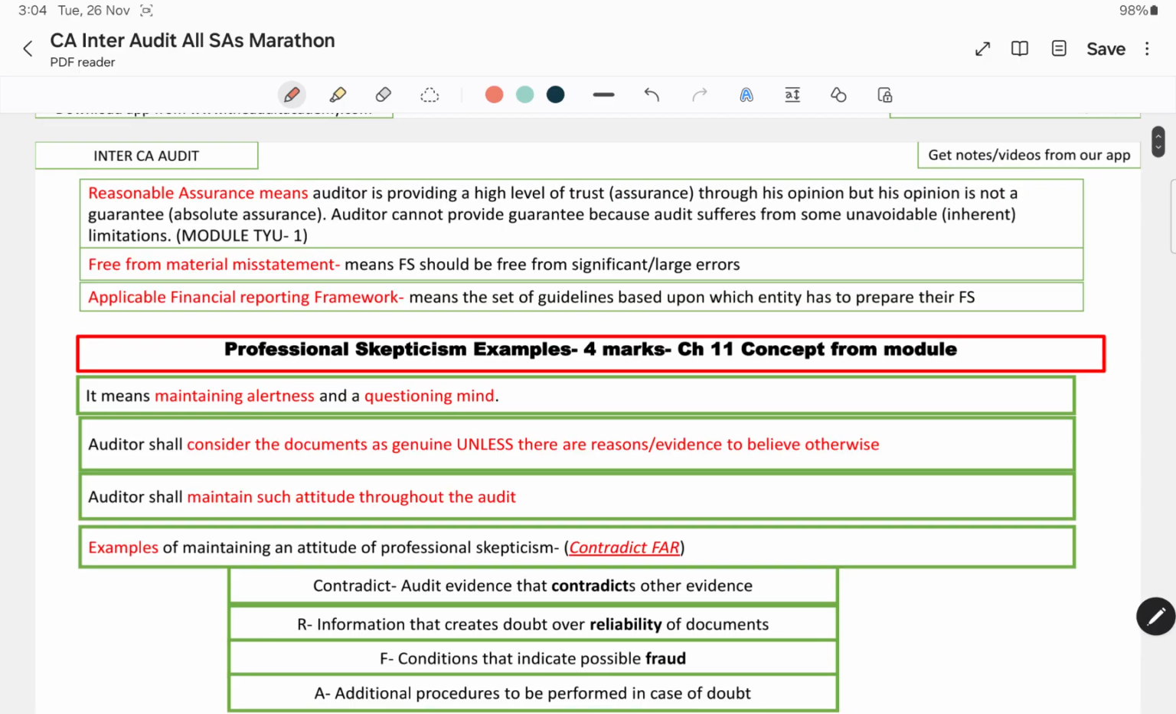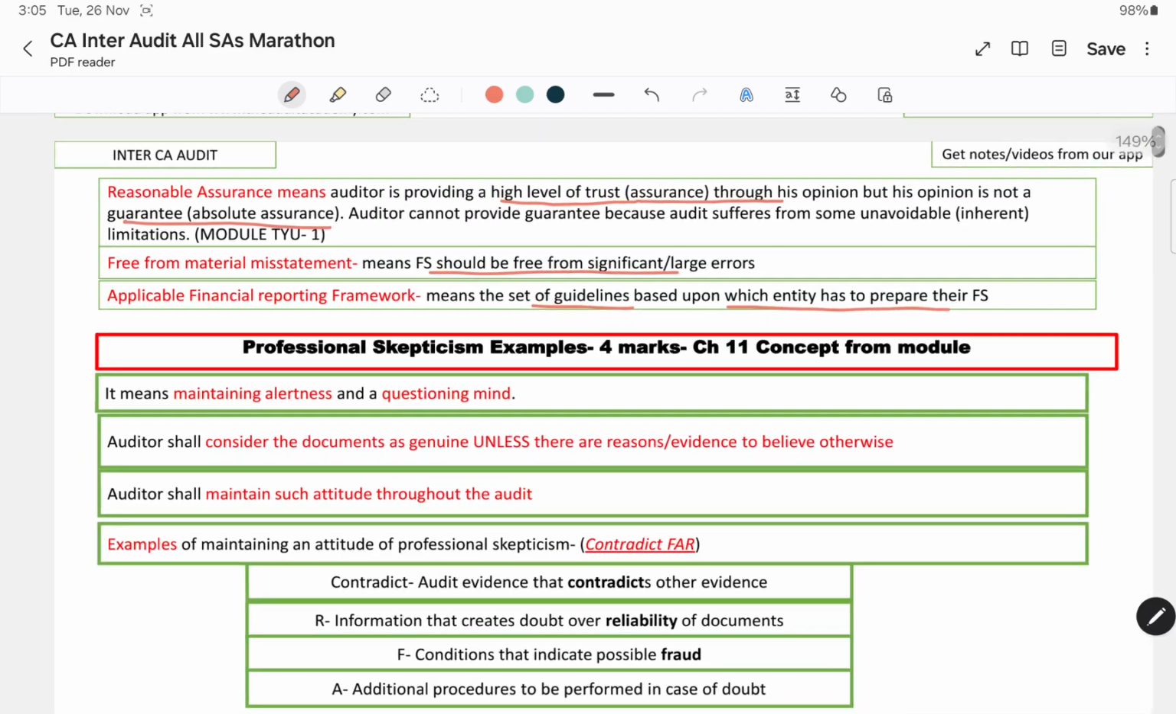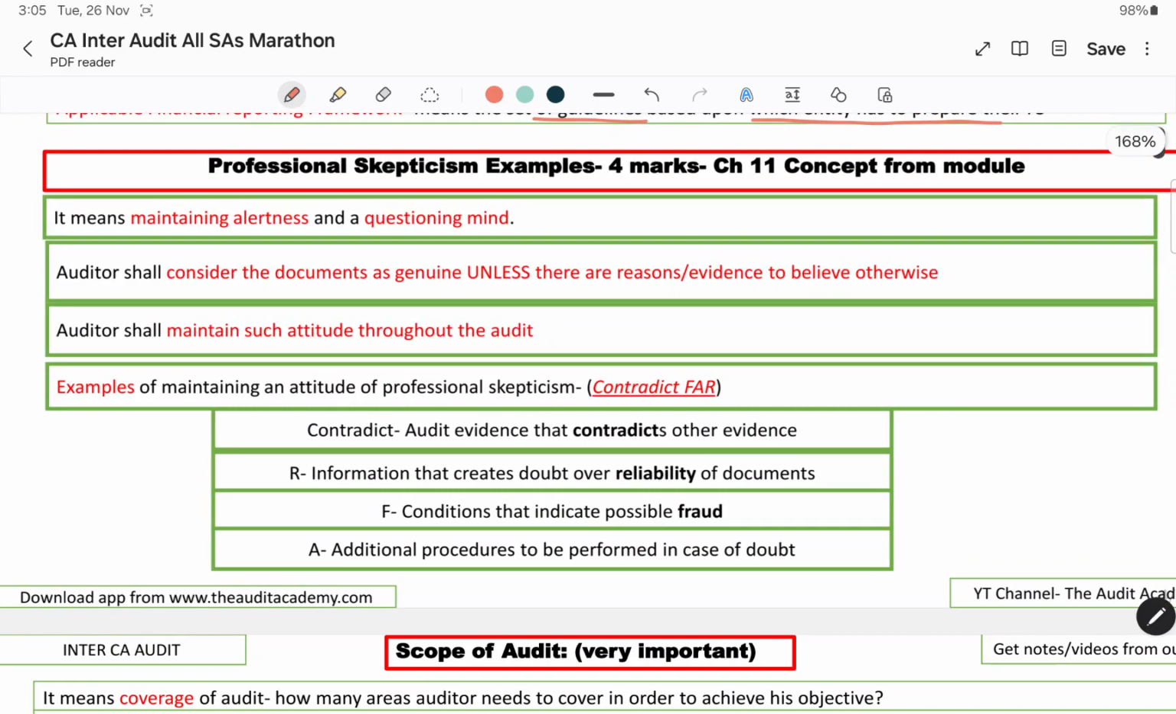Reasonable assurance means auditor is providing a high level of assurance through his opinion, but his opinion is not a guarantee, not an absolute assurance. Auditor cannot provide a guarantee because audit suffers from some unavoidable inherent limitations. Free from material misstatement means financial statement should be free from significant or large errors. Applicable financial reporting framework means that set of guidelines based upon which the entity has to prepare their financial statement.